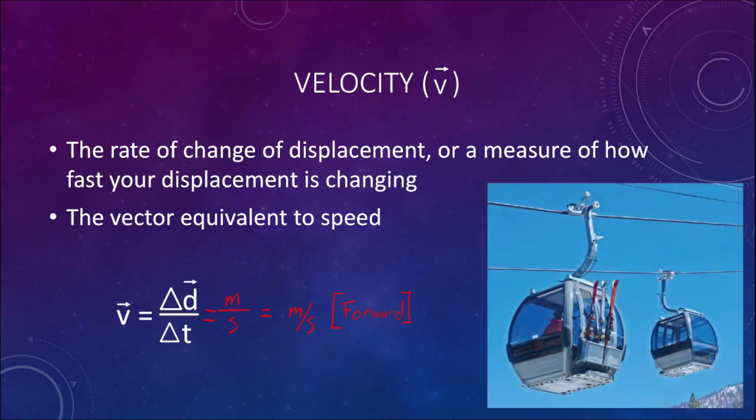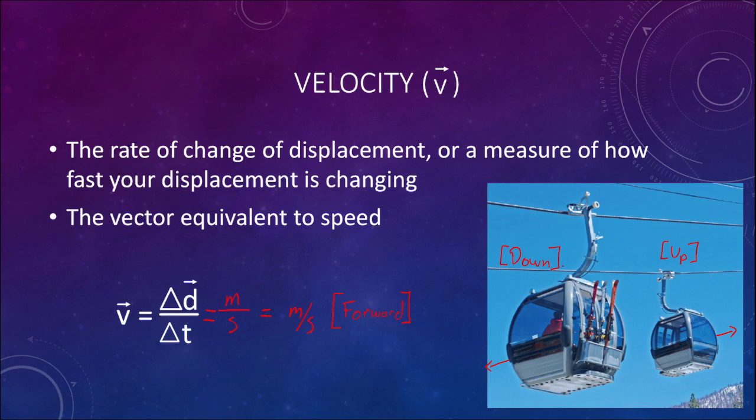Recall our monorail example we talked about with speed. These two monorails had the same speed. However, their velocities are not the same. This monorail is moving up the mountain, so the direction would be up the mountain. The second monorail is moving down the mountain, so this direction is down the mountain.